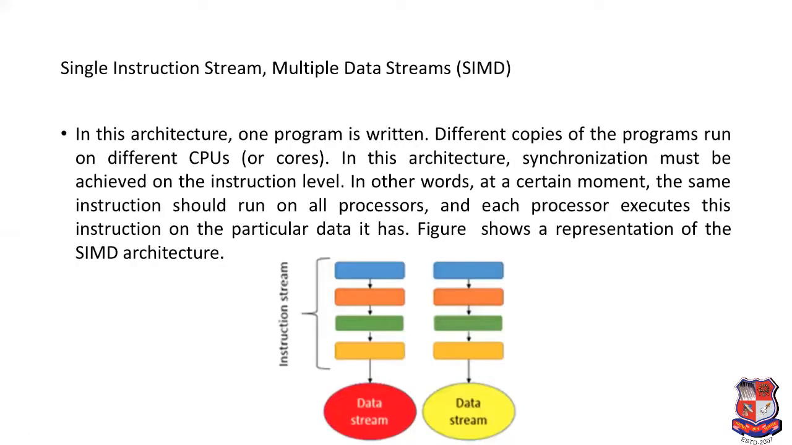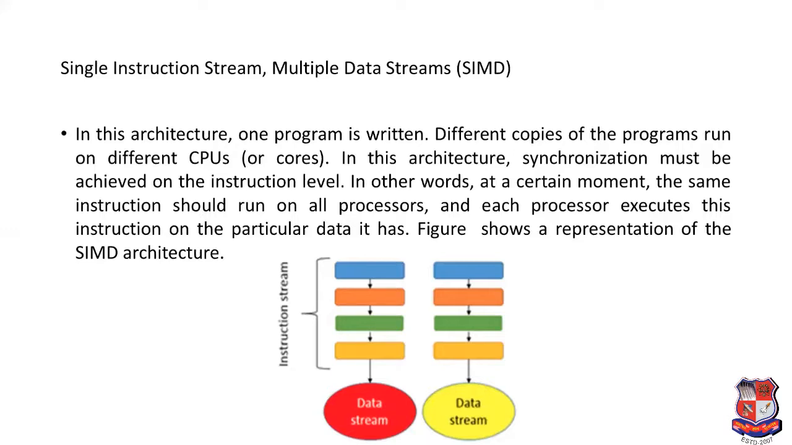Now we move on to the second, that is known as a single instruction stream and multiple data stream. In this architecture, one program is written, and different copies of the program run on different CPUs. Synchronization must be achieved at the instruction level. In other words, at a certain moment, the same instruction should run on all processors, and each processor executes this instruction on the particular data it has.